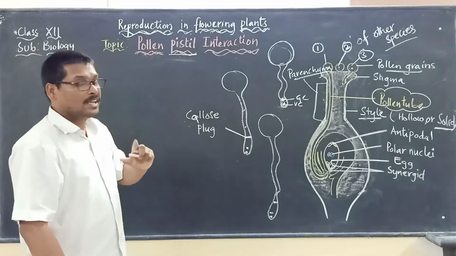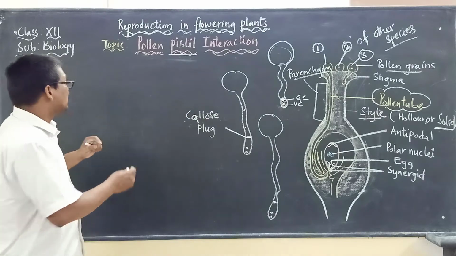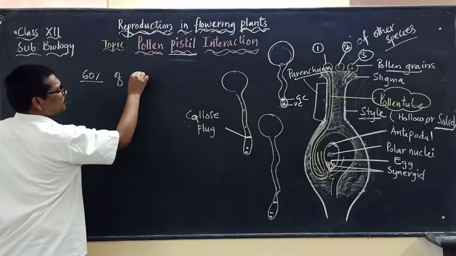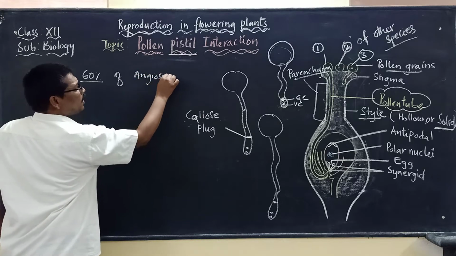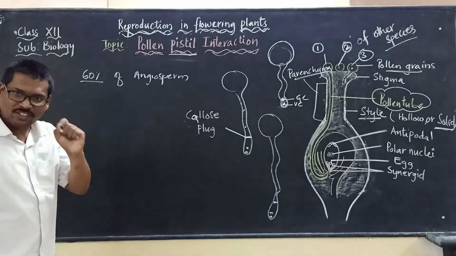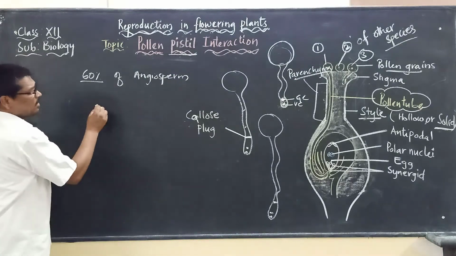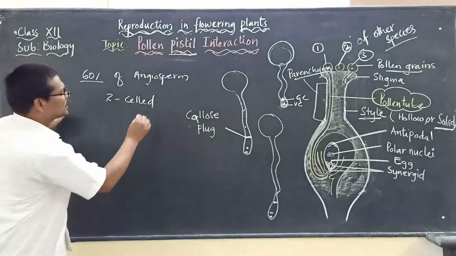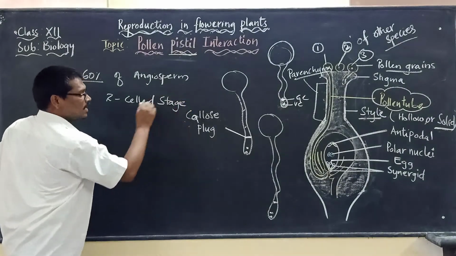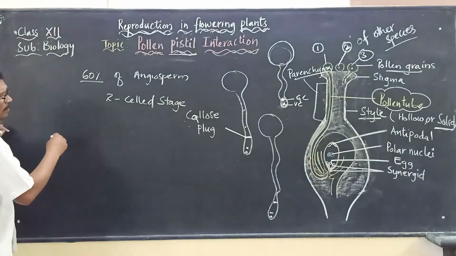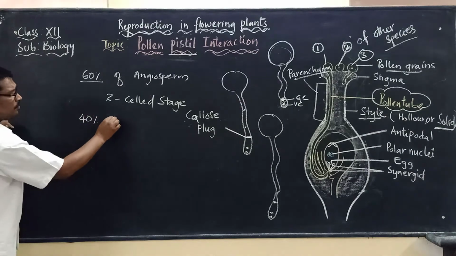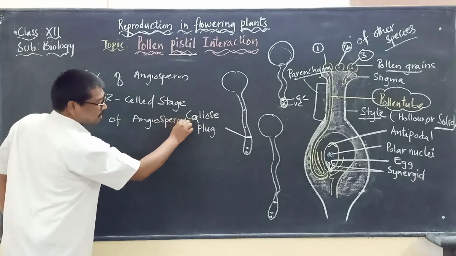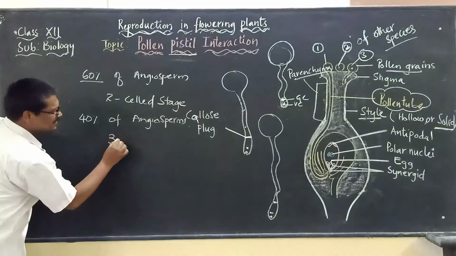You would recall that we already discussed that about 60% of angiosperms release the pollen grains at the two-celled stage, which we are seeing now. And the other 40% of angiosperms release the pollen grains at the three-celled stage.